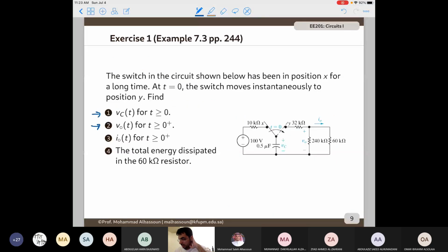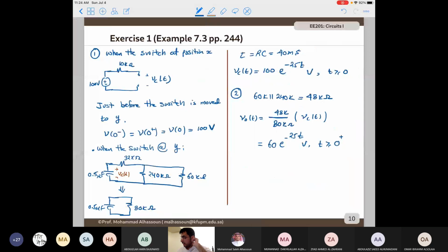Okay, what about I naught here? Can I find I naught? We can find it using Ohm's law. So I naught here is going to be V naught divided by 60K. And in this case, it's going to be e to the power minus 25t milliampere. And this is again valid for t greater than or equal to 0 plus.